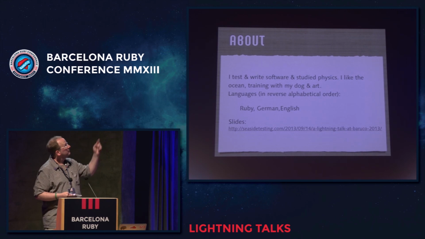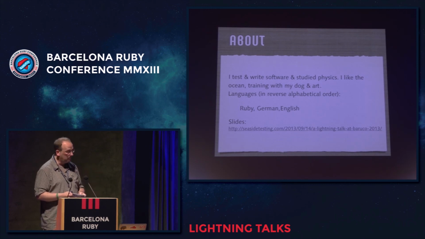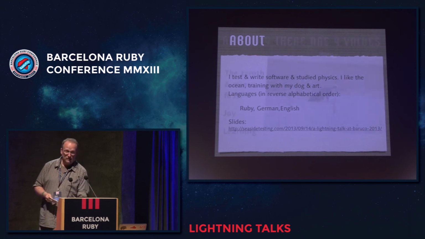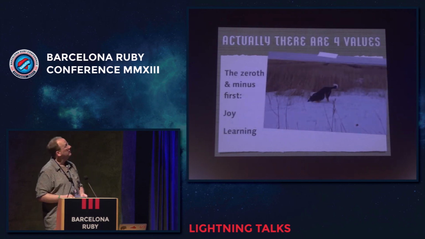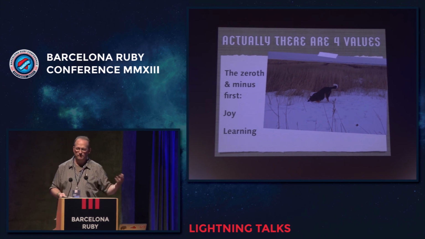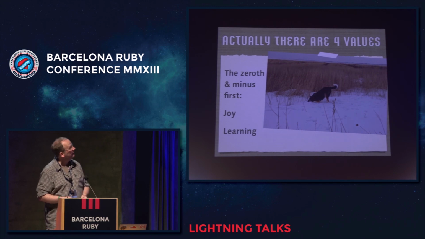The thing I would like to stress about me for the moment is I like training with my dog, not training my dog, but training with my dog, and working with Ruby. The two reasons for that are joy and learning, and I think that's the first message already. We have so much joy retrieving stuff from hip-deep snowfields. It's so much fun. But actually these two values, and I think joy and learning is a value in and of itself, I think these are the zeroth and minus first values.